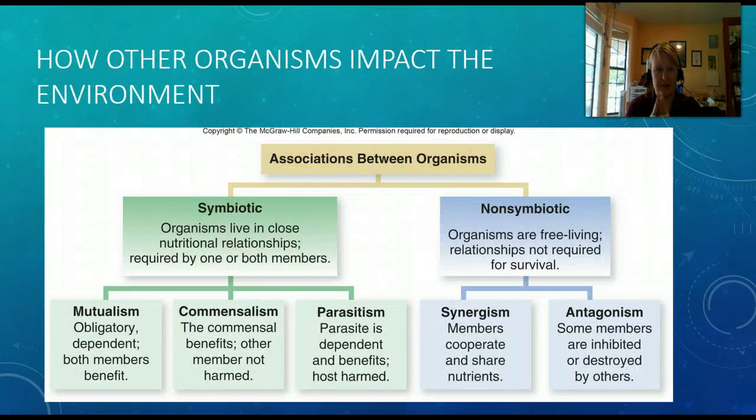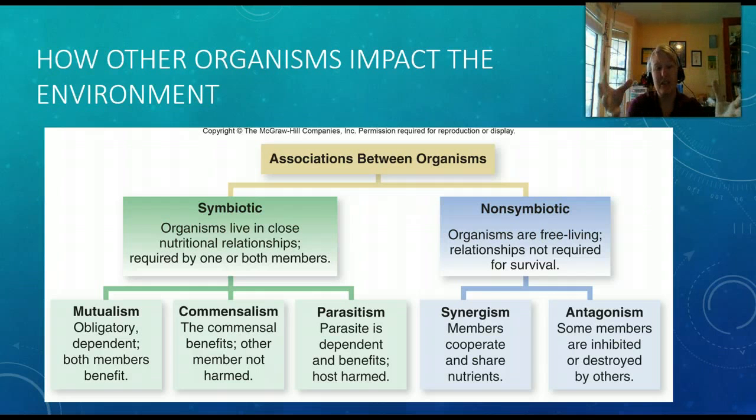Our last environmental factor is other organisms. Just like how you don't want to necessarily move in somewhere based on the neighborhood, same thing goes for microbes. They will look around, see what's going on in the neighborhood, and decide what they're going to do from there. We have two types of associations with microbes in the microbial world: the symbiotic and the non-symbiotic. Symbiotic relationships, we almost always think that they're always helpful, but that's not always the case. Symbiotic just means that organisms live in close nutritional relationships and require one another, or both members.